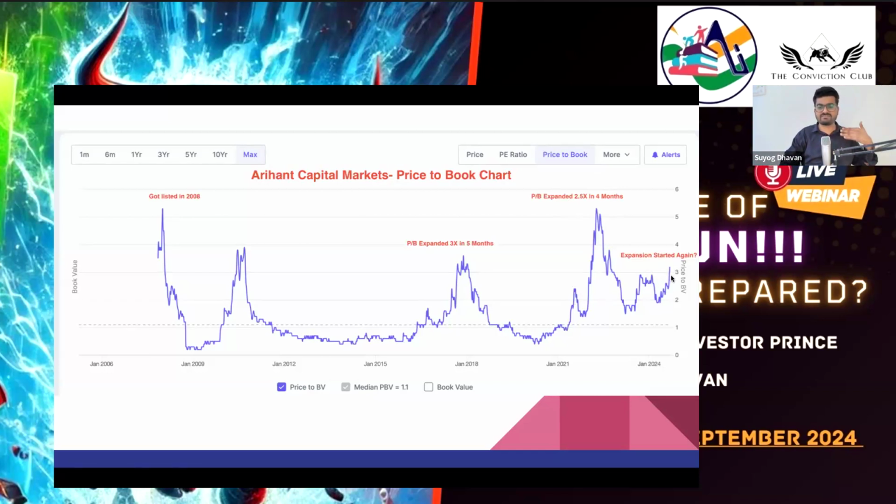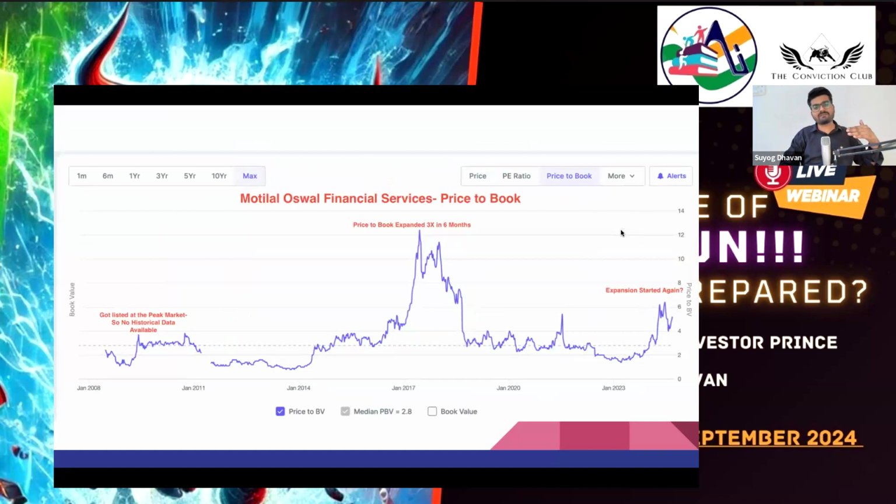The price to book chart has given a breakout. So are we going to see an expansion in broking company valuations in 3 to 4 months? High possibility. That is what Arihant Capital Markets says. The same pattern played out with Motilal Oswal. Before the 2018 fall, in 6 months, the price to book expanded 3x. Why does it happen? In the last phase of a bull run, there is a high amount of liquidity and trading turnover, which increases the revenues.